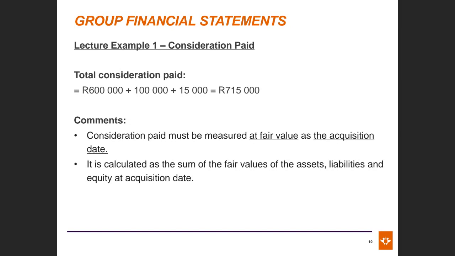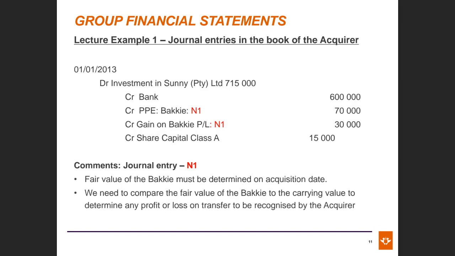Just take note, the consideration paid must be measured at fair value on the acquisition date. That is why we took the fair value of the asset of 100,000 and not the book value, which was 70,000. So it is calculated as the sum of the fair values of the assets, liabilities, and equity at acquisition date.